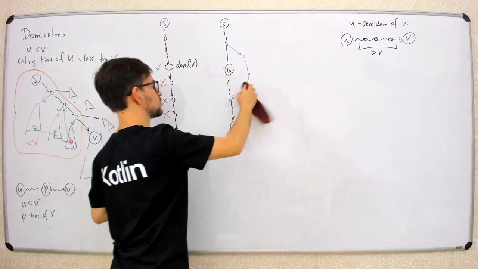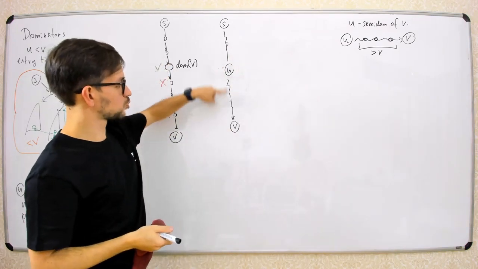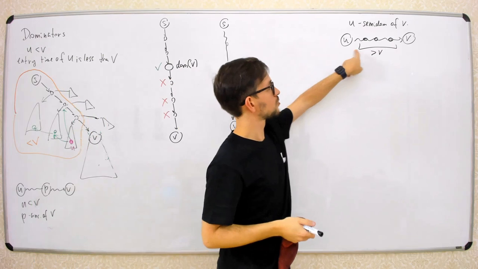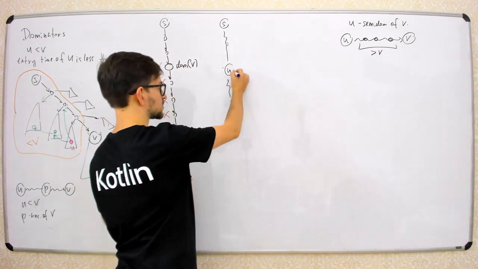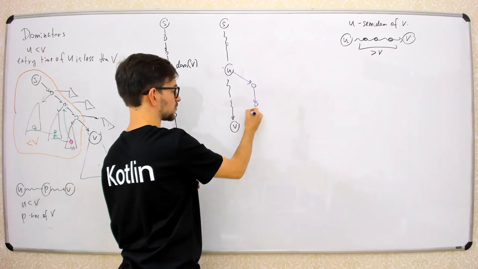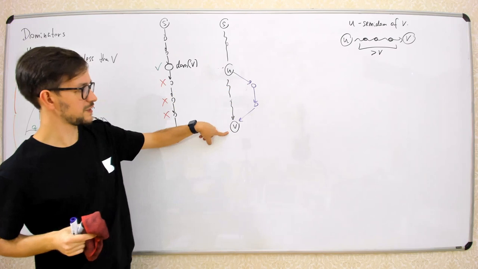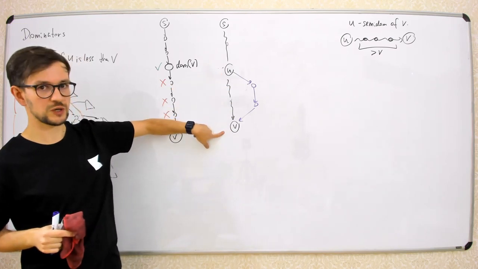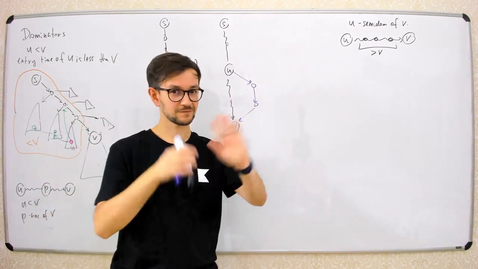So if you look at this U, if you have a path from U to V which visits only nodes which are greater than V, so it's kind of a path like this, in this right part of the graph. So if you find the path from U to V like this, then U is a semi-dominator of V. Clear enough?